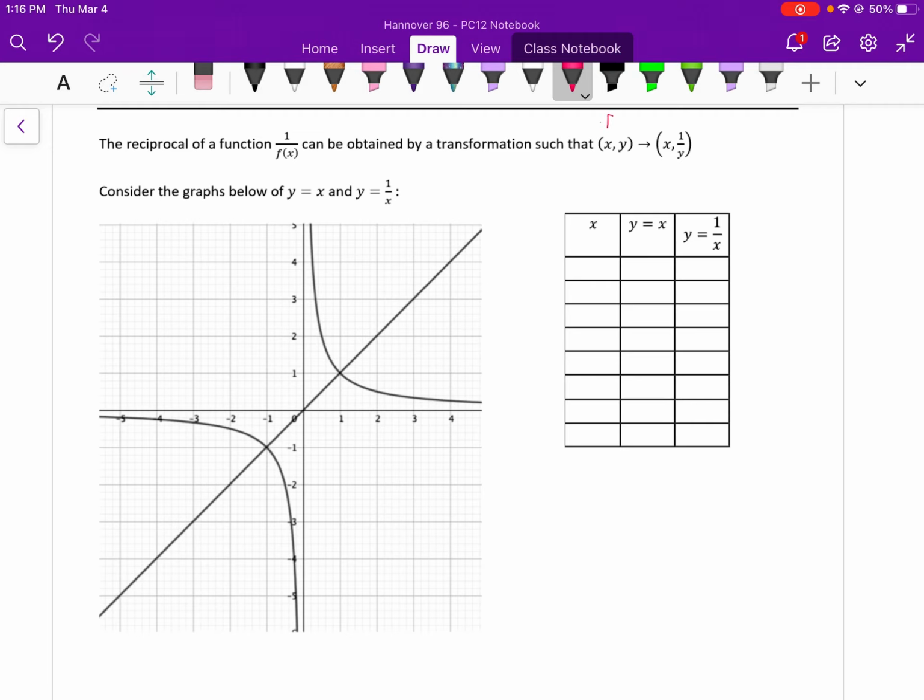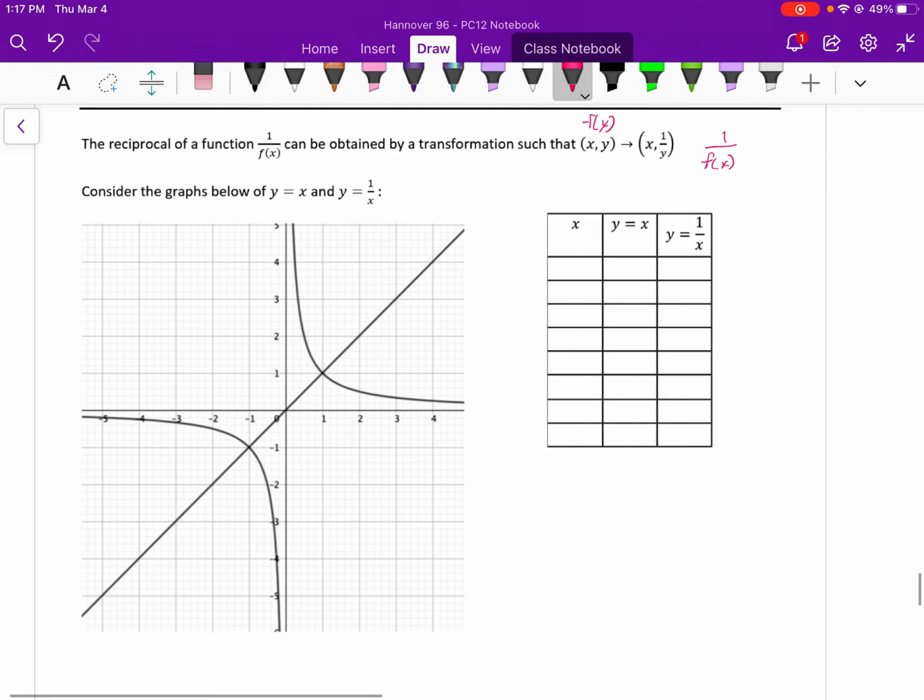So the reciprocal function 1 over f of x can be obtained this way. If we have some function f of x with points x, y, the reciprocal function 1 over f of x will have points x, comma, 1 over y. So simply put into words, when we take the reciprocal of a function, we could treat it as a transformation in which we simply take the reciprocal of the y value.